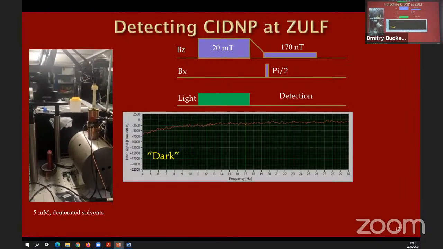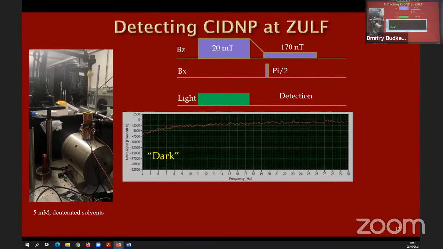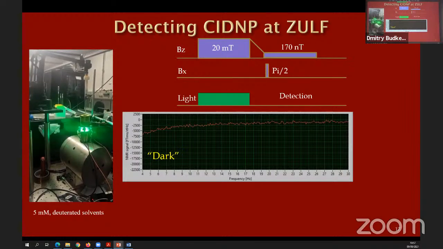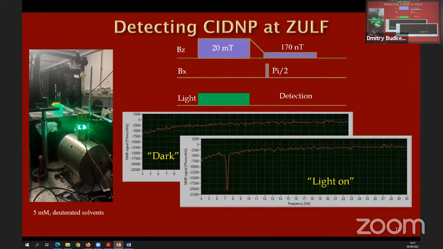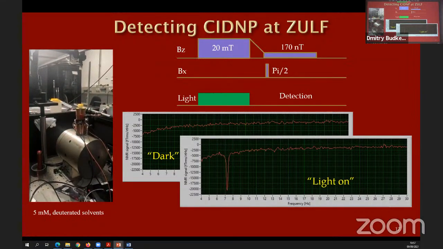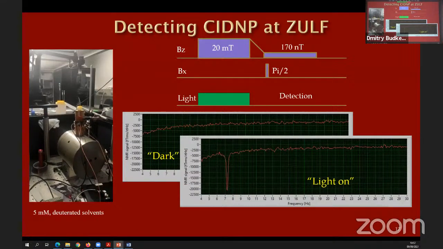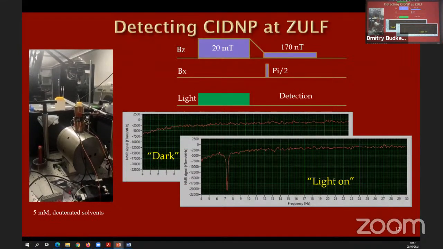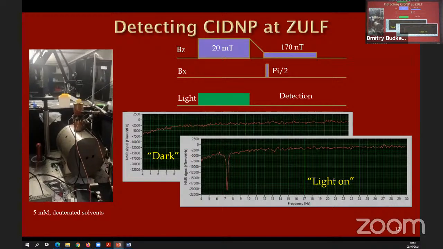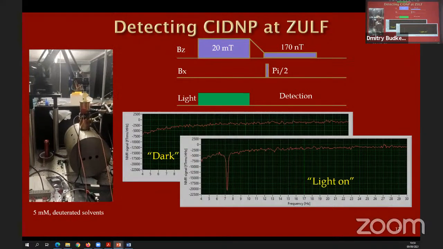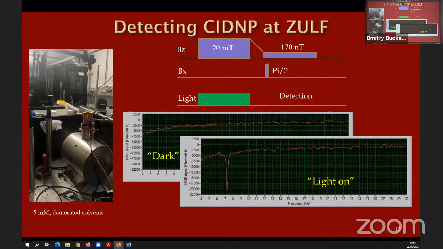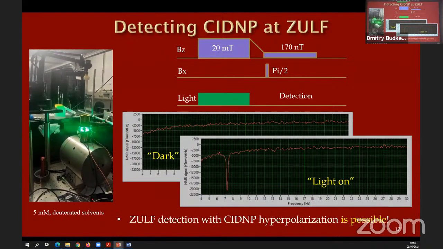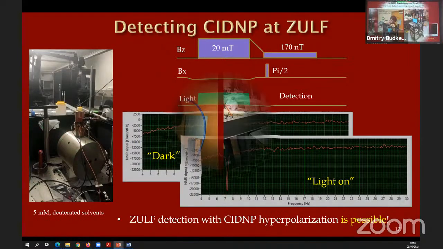So if we do a control experiment and don't apply the light, nothing happens. But if we do apply the light, we see nice signal. So now we can have all kinds of combinations involving zero field or small field. So we can polarize and detect, and the physics is extremely rich. We feel we're very excited about this. We feel that there will be a lot of interesting applications of this coming up.